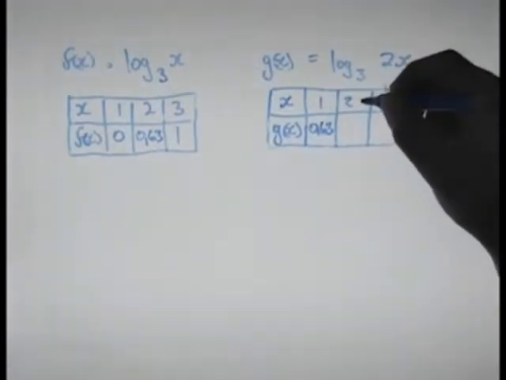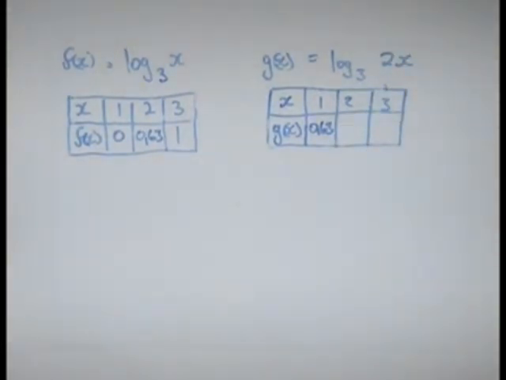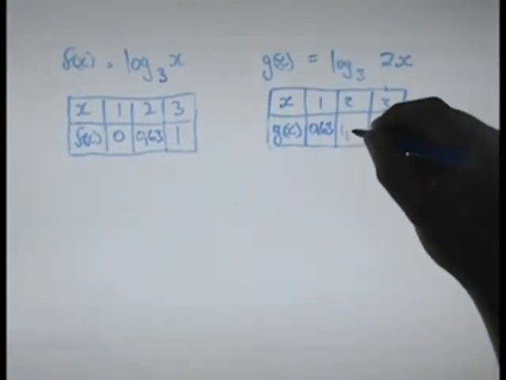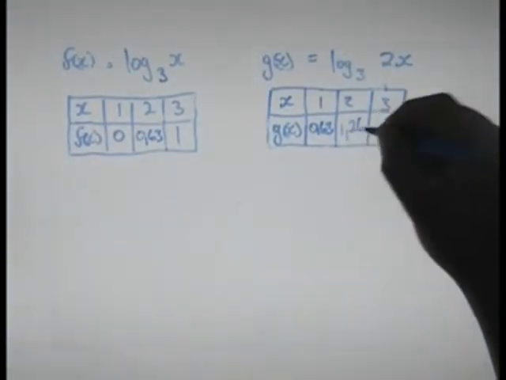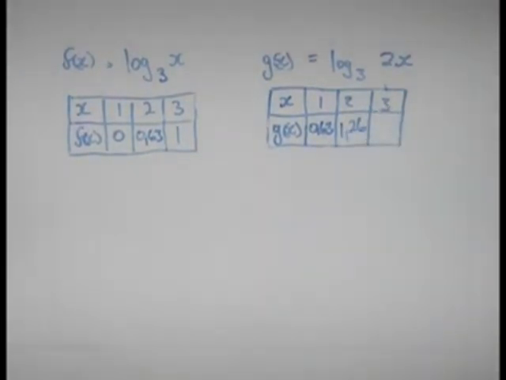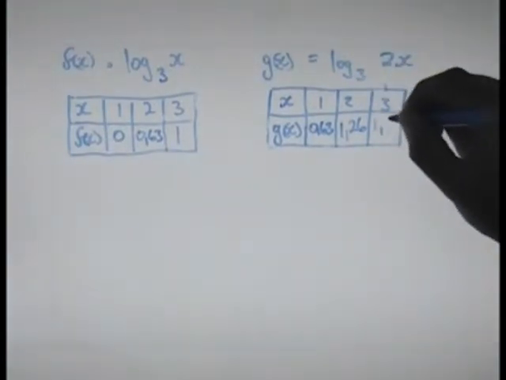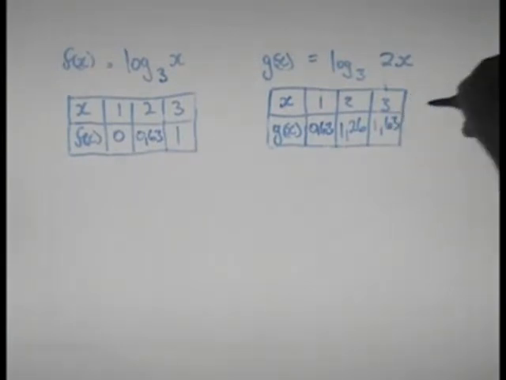When x is equal to 2, that's going to be log base 3 to the power 4, which is 1.26. And the last one, when x is equal to 3, that's going to be log base 3 to the power 2 times 3, which is 6. Log base 3 to the 6 is 1.63.